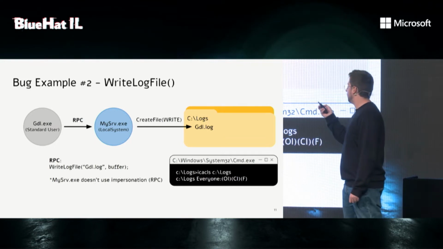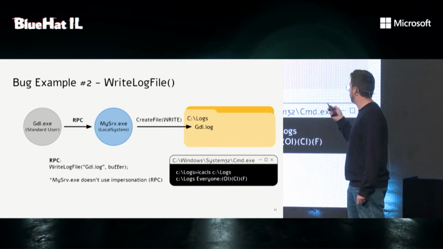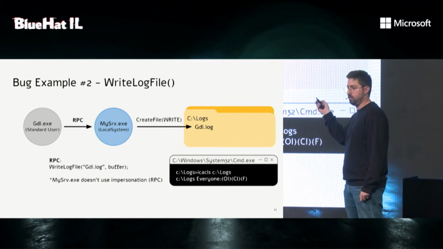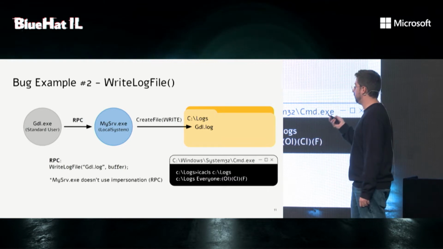So on its own, this bug does not seem like a security risk, because gdl.exe running as a standard user could just write to the file clogs.gdl.log. It can also ask mysrv to do that for it, but it makes no difference. But this is in fact not true.